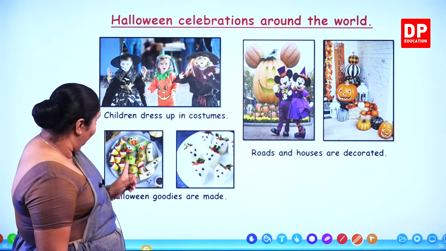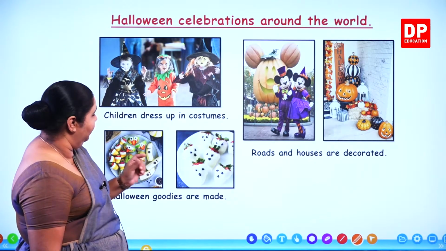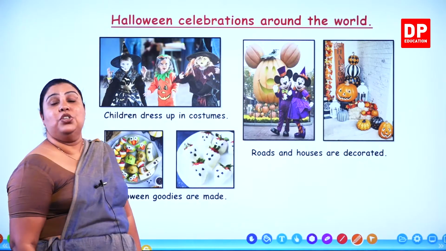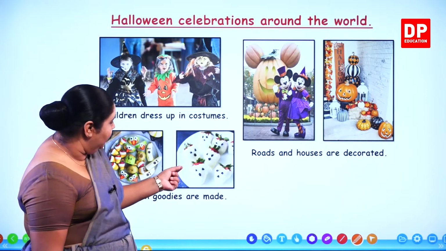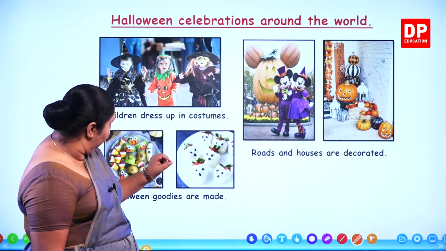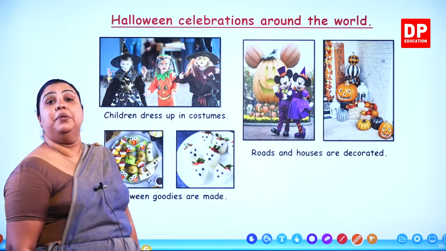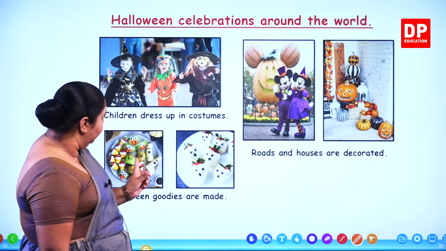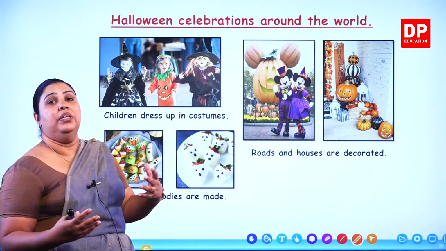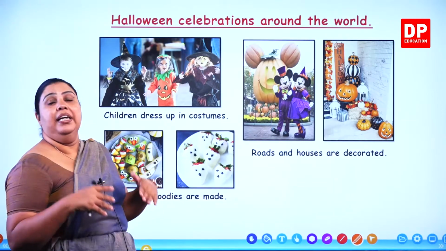Can you see? All these little fruits cut out into different shapes. Look at the strawberries. They also have been decorated with chocolates and different types of little chocolates and stuff are being put here. Can you see? These are the Halloween goodies. They match with the Halloween theme. So that is how they enjoy Halloween in other countries.